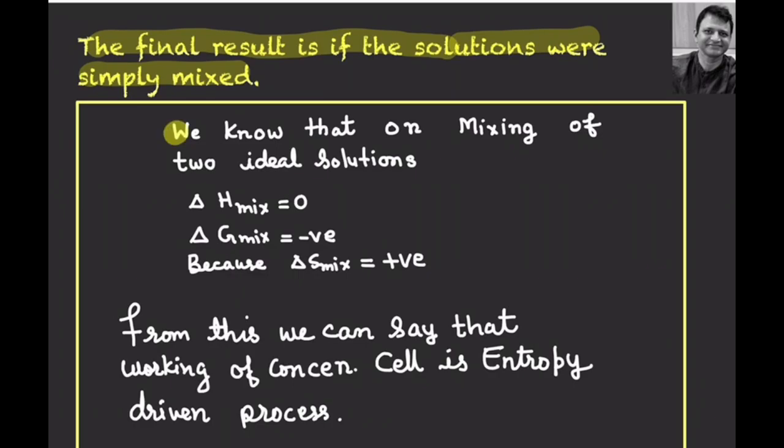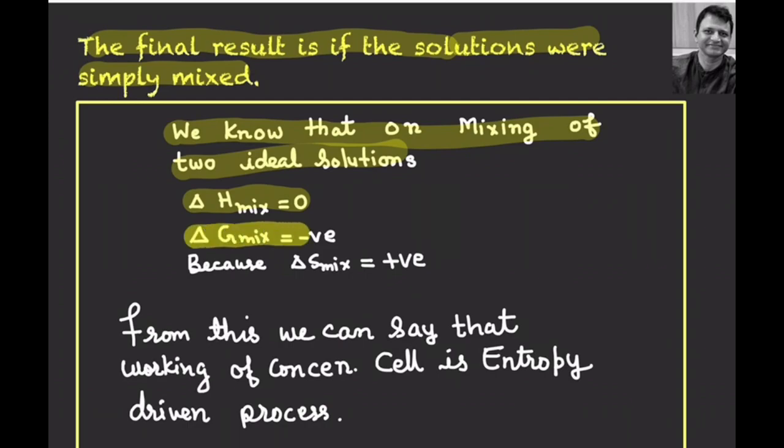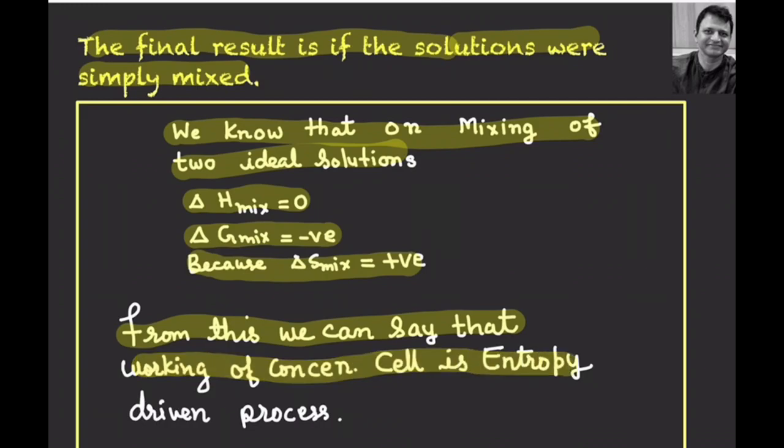Since these solutions are dilute, we can assume that this is mixing of two ideal solutions, and we know that on mixing of two ideal solutions, delta H mixing is equal to 0. Mixing is a spontaneous process, so delta G mixing is negative, and delta G is equal to delta H minus T delta S. Since delta H mixing is equal to 0, we can say that delta S mixing is positive. From this we can say that the working of a concentration cell is an entropy driven process.